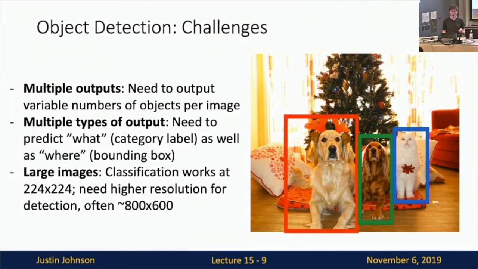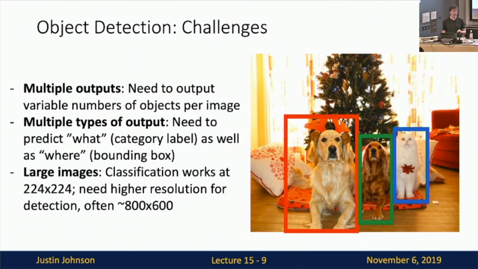As a concrete example, for object detection models, it's more common to work on images of resolution on the order of like 800 by 600 pixels. That's a lot larger image resolution compared to image classification. So that means we can use fewer images per batch, we need to train longer, we need to use multi-GPU distributed training, and that's a computational issue that makes object detection much more challenging.